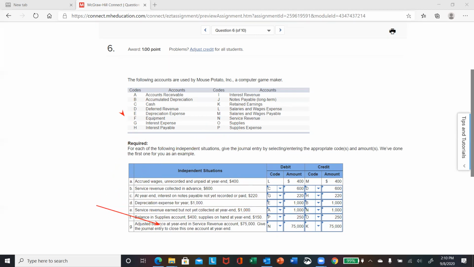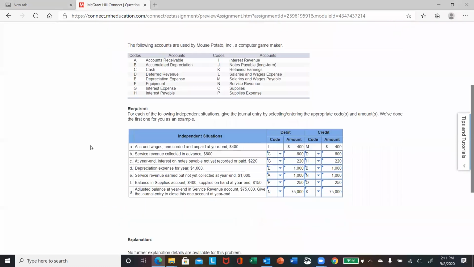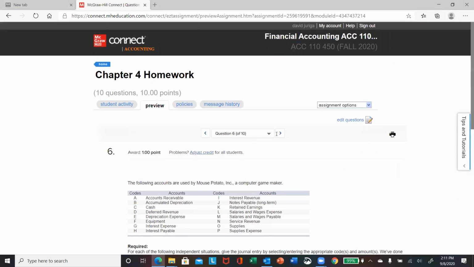Last one said adjusted balance at the year end in the service revenue account, 75,000. Give the journal entry to close this one account at the end of the year. So you'd be debiting the revenue. So there's N, and then look for retained earnings, and retained earnings is going to be letter K. That's going to be the credit for 75,000. I think that's it. All right, that was number 6.